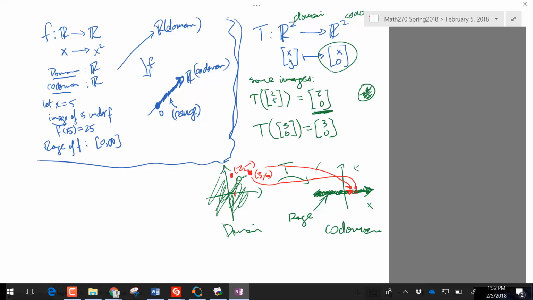The range. So we could say range of T, or RNG usually, is equal to just the x-axis. So you can just say x comma 0, such that x is any real number, and then it has to be 0 for the y. This vertical bar is a symbol for such that.